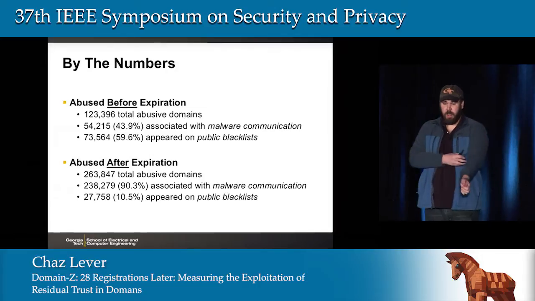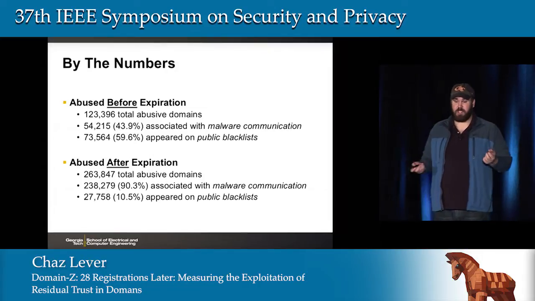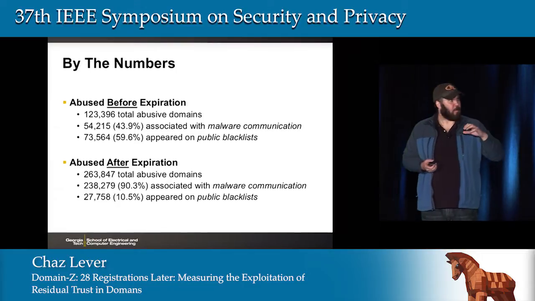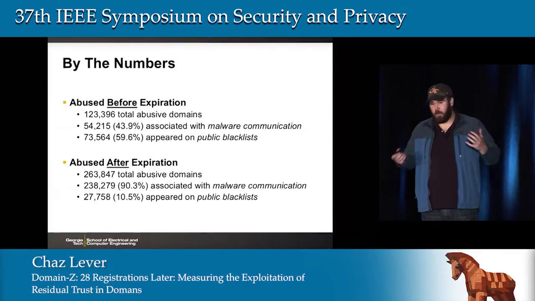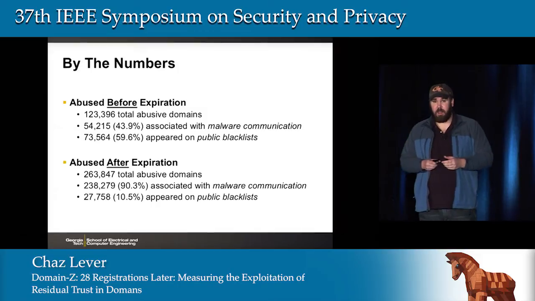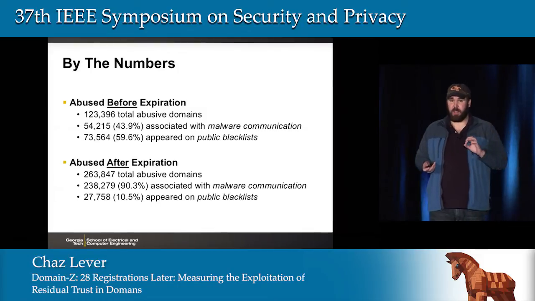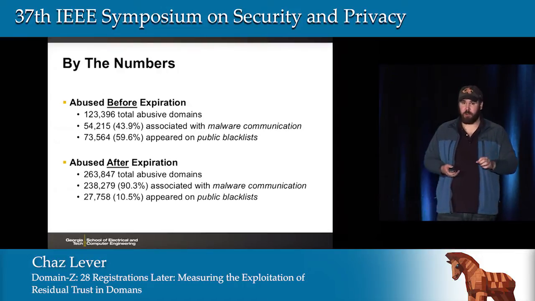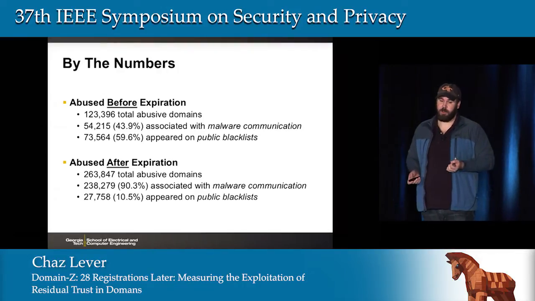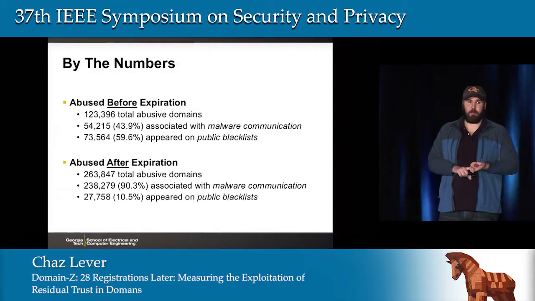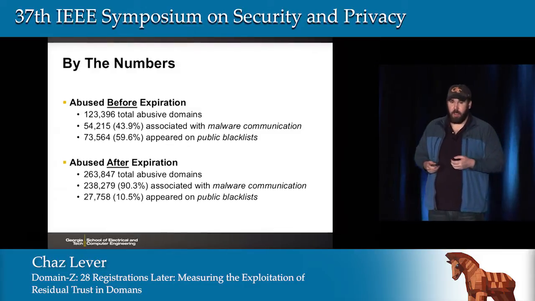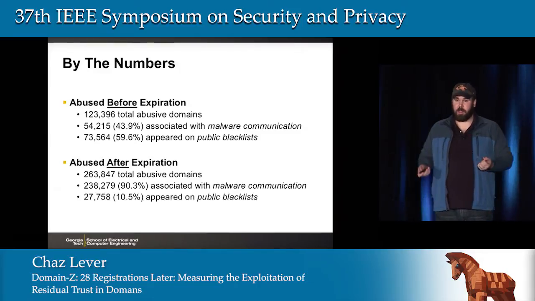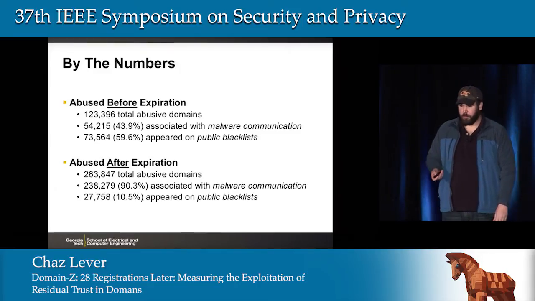And what we saw was that there were about 263,000 unique total abusive domains for the blacklist and the malware data set. And this meant that almost 90% of the domains that were being contacted by malware that had expired were only contacted after the domain expired. So these were likely candidates of residual trust abuse. Similarly, about 10% of the blacklist domains that expired were abused only after expiration. So again, these are other likely candidates for that residual trust abuse.